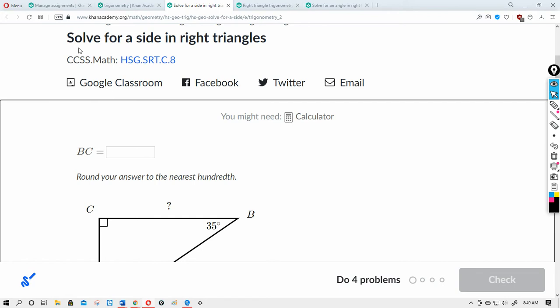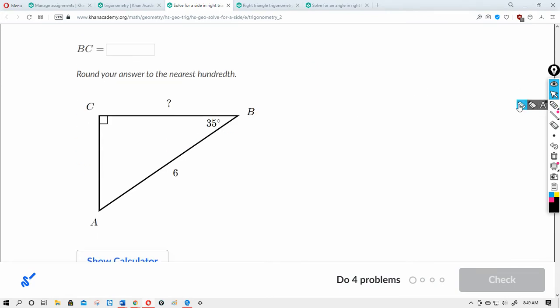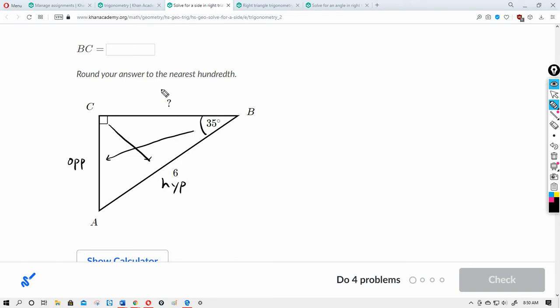This will be for the cosine assignment, solve for a side in right triangles. So what you want to do is look at the angle that is given. If you go across from that angle to the side, that's considered the opposite. If you go across from the right angle, that's considered the hypotenuse. And the remaining side is considered adjacent.